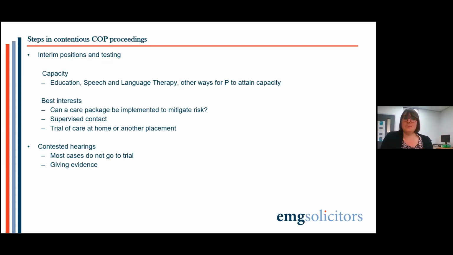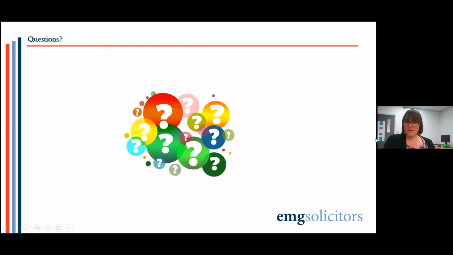Sometimes cases have to go all the way and there's a 3-5 day hearing, whatever it is, where everybody, social workers, carers, family members, give evidence and the judge makes a decision about whether the person's got capacity and what's in their best interests. One thing to always be thinking about is how P themselves is represented throughout this process. And I'm going to talk about that shortly.